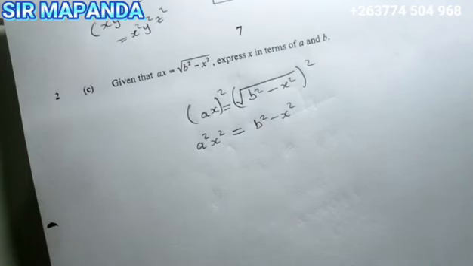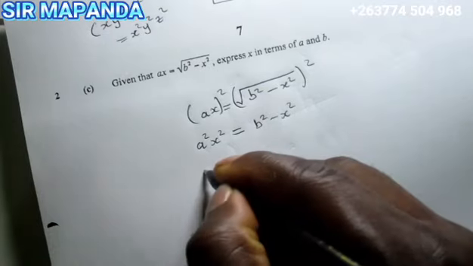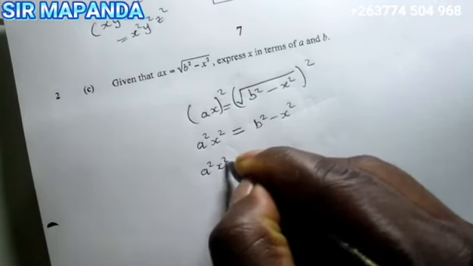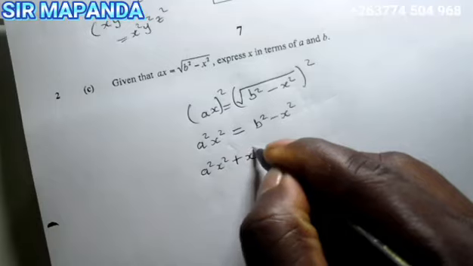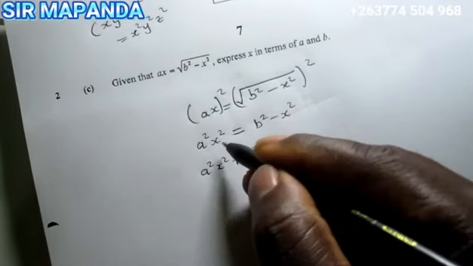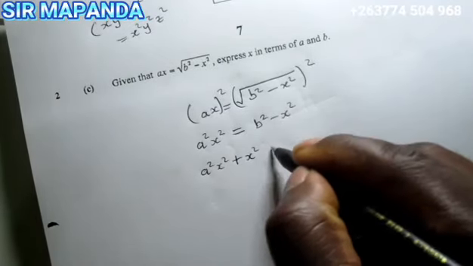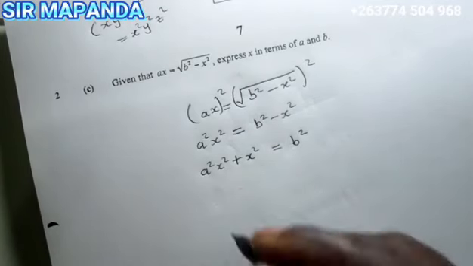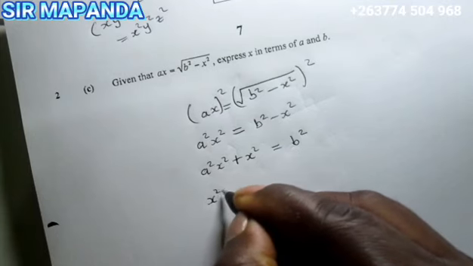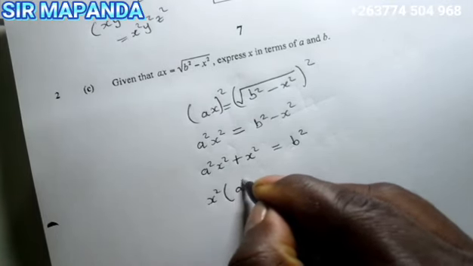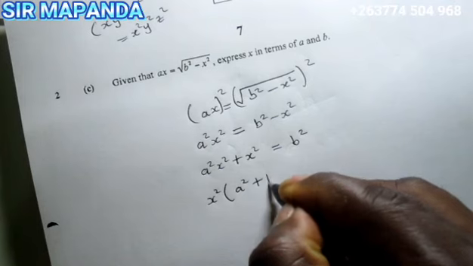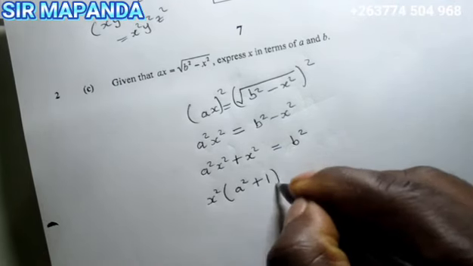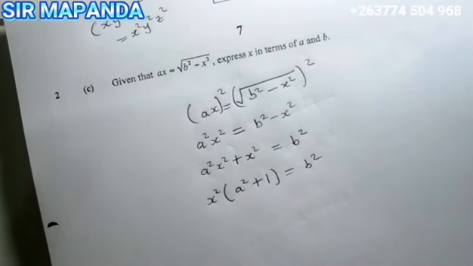So since we now need to make x the subject of the formula, we need to put terms in x on their own side. So a squared x squared, moving this negative x squared to the left side, you get plus x squared. This goes to b squared like this. Then factor out x squared as the highest common factor. You'll be left with a squared plus 1 equals b squared.